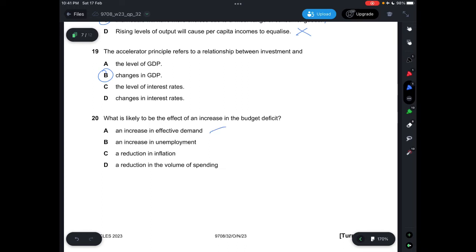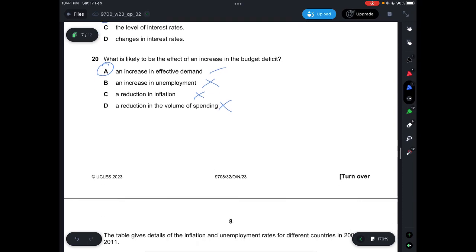B says an increase in unemployment is incorrect because aggregate demand increases, meaning employment will also increase. C says a reduction in inflation, meaning the AD curve will shift to the left, which is incorrect. D says a reduction in the volume of spending is also incorrect. Volume of spending has increased because of the increase in budget deficit, so answer is A.